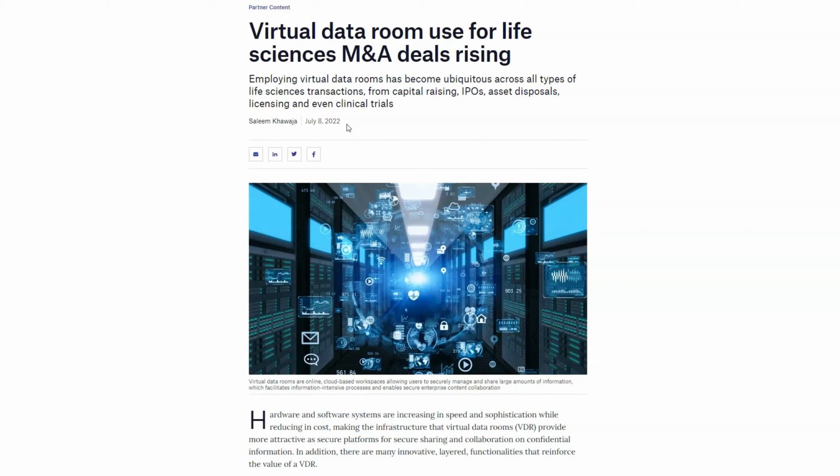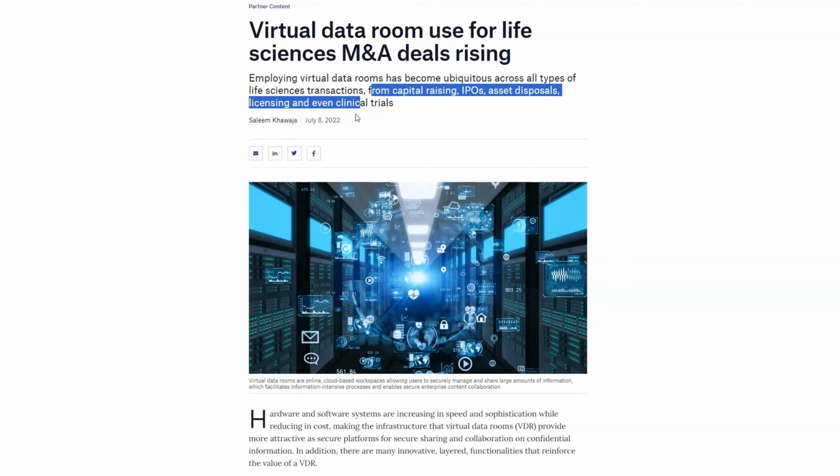Virtual data room use for life science M&A deals is rising. Employing a virtual data room has become ubiquitous across all types of life science transactions, from capital raising, IPO, asset disposal, and licensing, and even clinical trials.